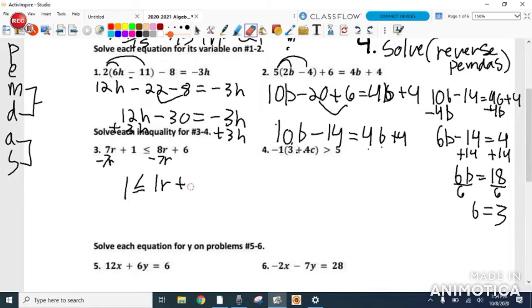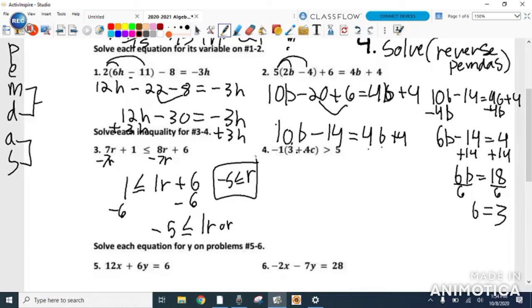Cannot write a 6 or b today. All right? So now I need to get the r by itself. To do that, I need to subtract 6 from both sides. That will give me 1 minus 6 is going to give me negative 5 less than or equal to 1r, or negative 5 less than or equal to regular r. And there is my answer.